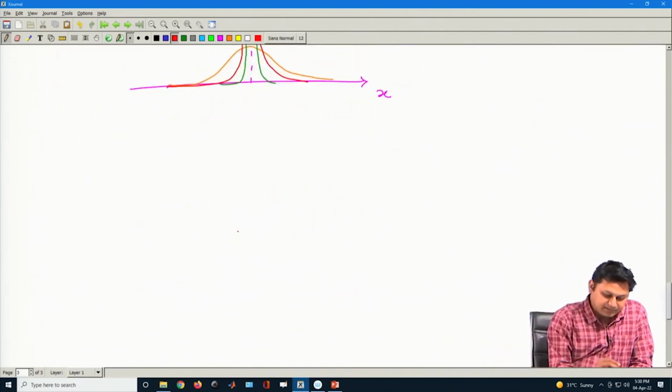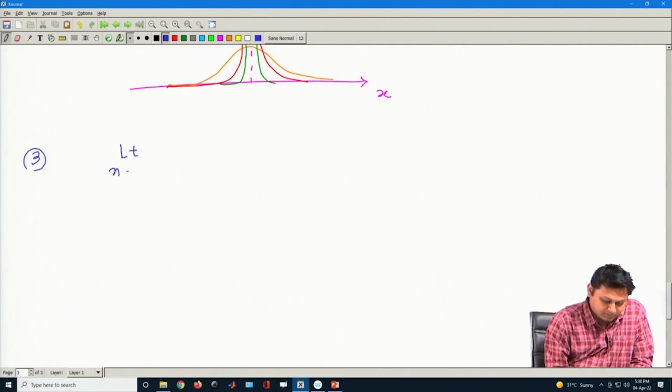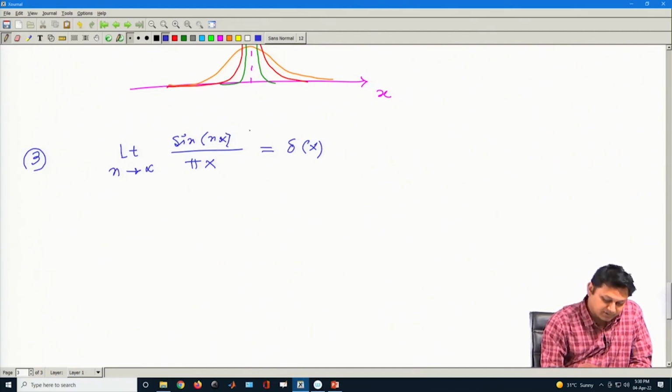Another example is this: limit n tends to infinity of sine of nx divided by pi x. This is also considered to be a potential delta function, and it is related to the sinc function. This function is called the sinc function.